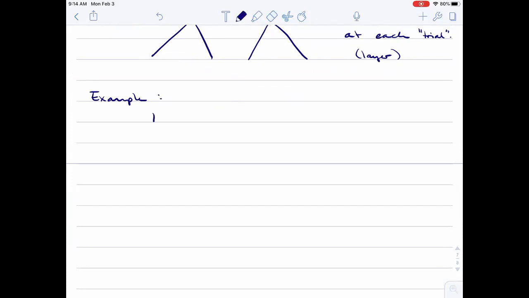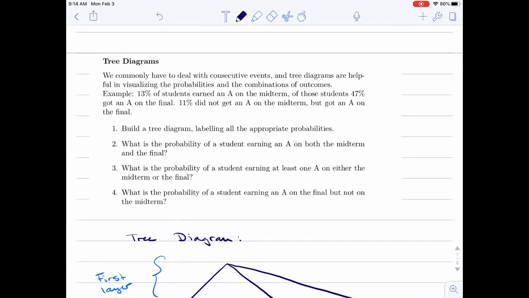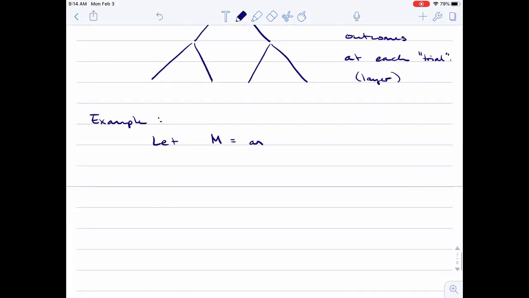First thing I'm gonna do is, because I need something to denote an A on the midterm and an A on the final, A's they're not very good, right? Because, well, they both have A's, right? And so what I'm gonna use is M for an A on the midterm and F, ironically, for an A on the final, right? Something like that. And you can come up with your own kind of notation. As long as you tell me what you're using, right, like I'm doing now, then you're safe. So let M be an A on the midterm. And let F be an A on the final.